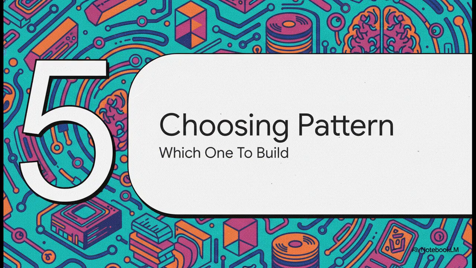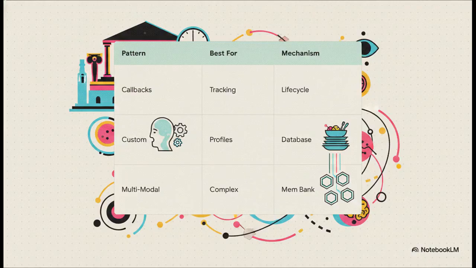Okay, number 5, choosing your memory pattern. We have covered a lot of ground today, so let's synthesize everything we've talked about into a definitive cheat sheet. That way, you'll know exactly which architecture to build when you sit down at your IDE tomorrow morning. Here is your ultimate architecture decision matrix. If you need automatic, lightweight tracking behind the scenes to avoid duplicate actions, kind of like our museum example, you're going to want to use callbacks to intercept the lifecycle.